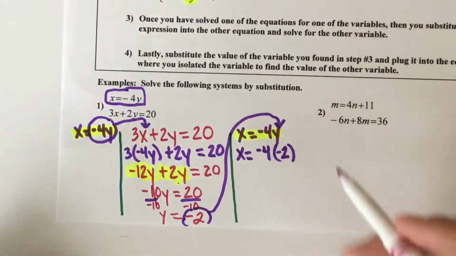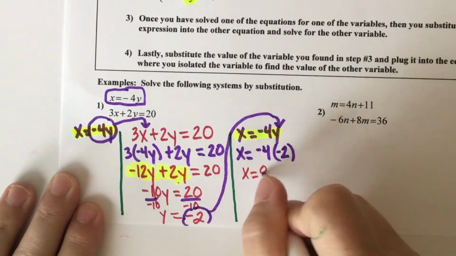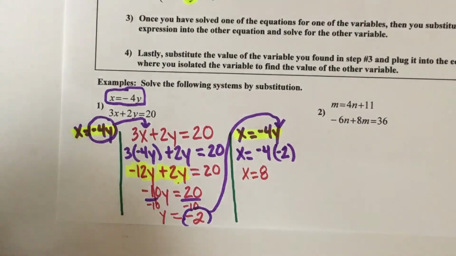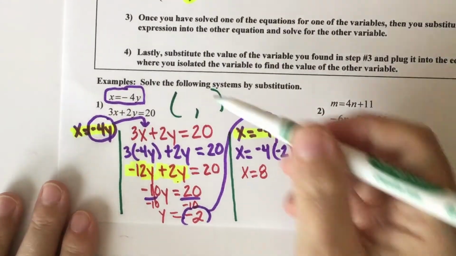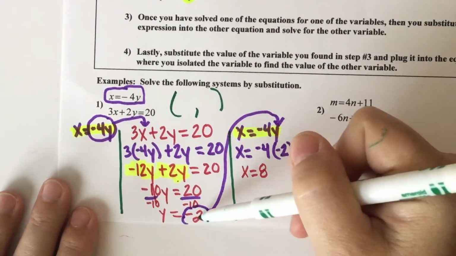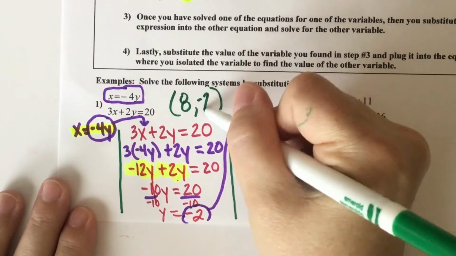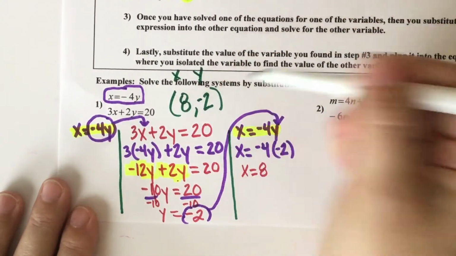So now I can work it out. Negative 4 times negative 2 makes a positive 8, and that's my answer. So remember when lines intersected, they intersected in a point? So this is the same thing. The x-coordinate goes first, the y-coordinate goes second. So 8, negative 2. So you want the x first, the y second. You want your letters to be alphabetical.